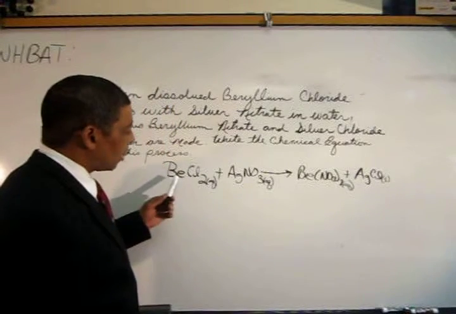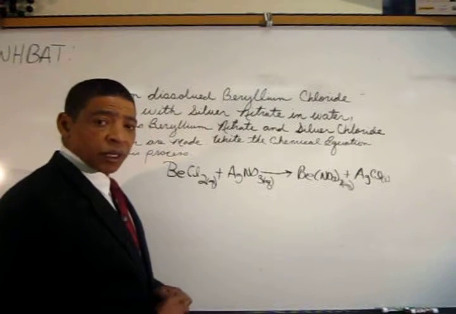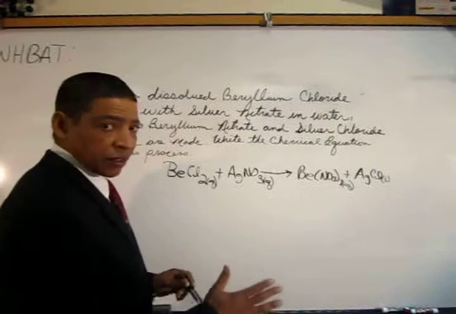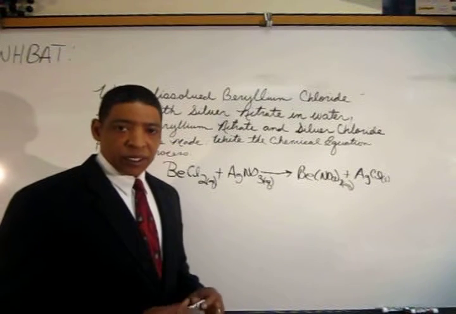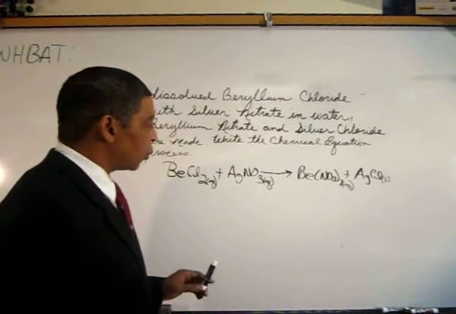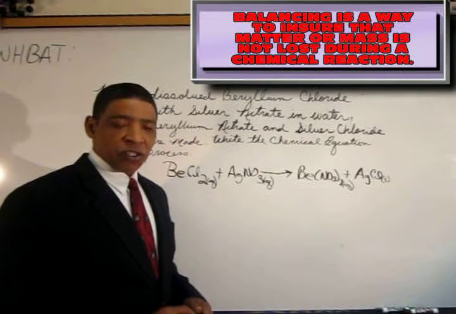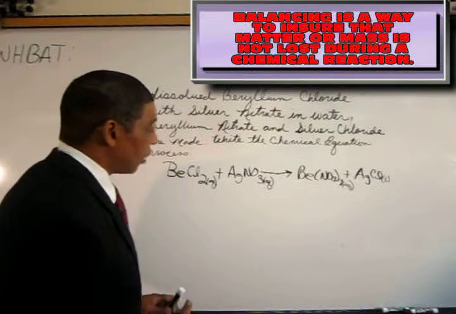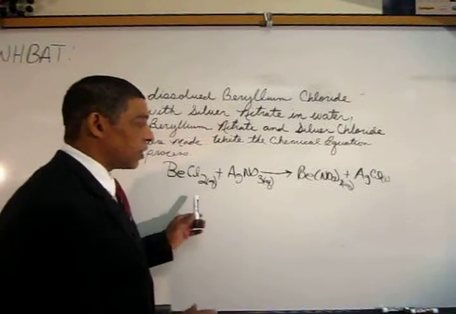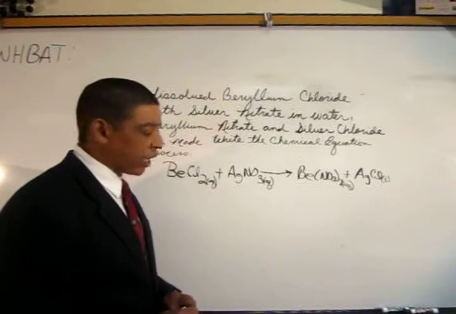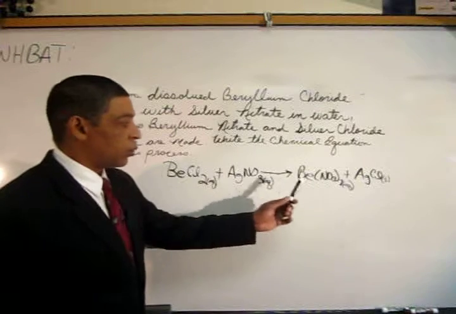We begin with 1 beryllium and we end with 1 beryllium. So the number of berylliums will balance. After all, the whole purpose of balancing equations is to ensure that the law of conservation of matter is upheld. In other words, according to the law of conservation of matter, matter is not lost during a chemical reaction. So we begin with 1 beryllium, we end with 1 beryllium.